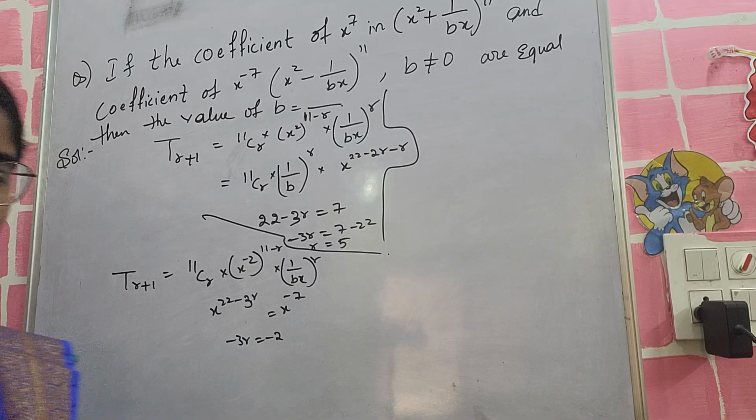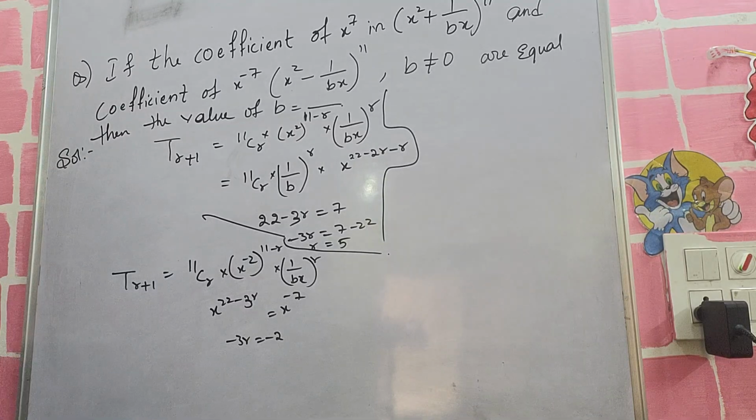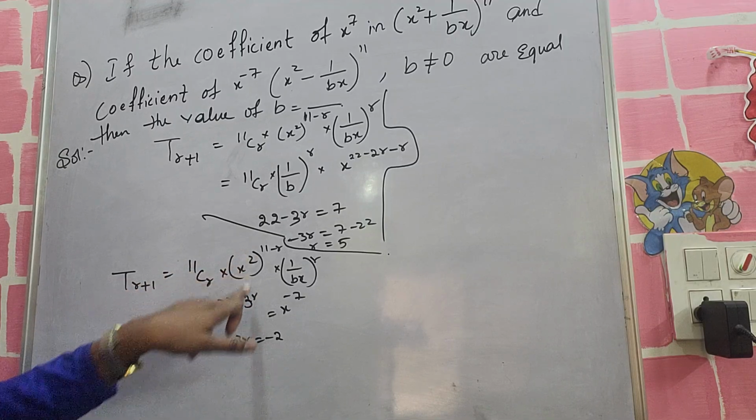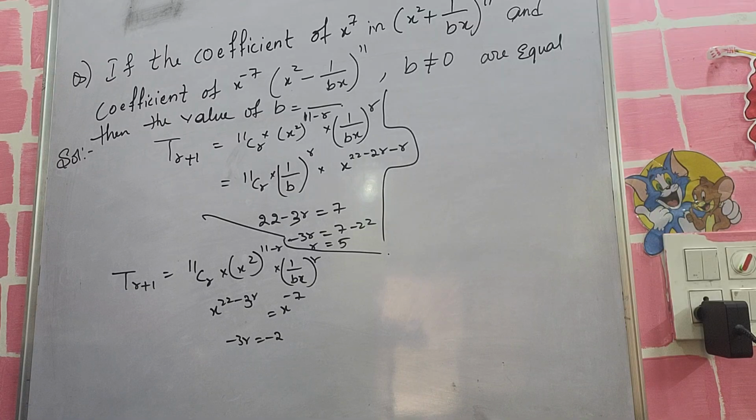Then how are we going to find the value of r in this? Somewhere this is not minus, this is plus here. So 22, yes, that's what I have written. I think somewhere it's going in a messy way.